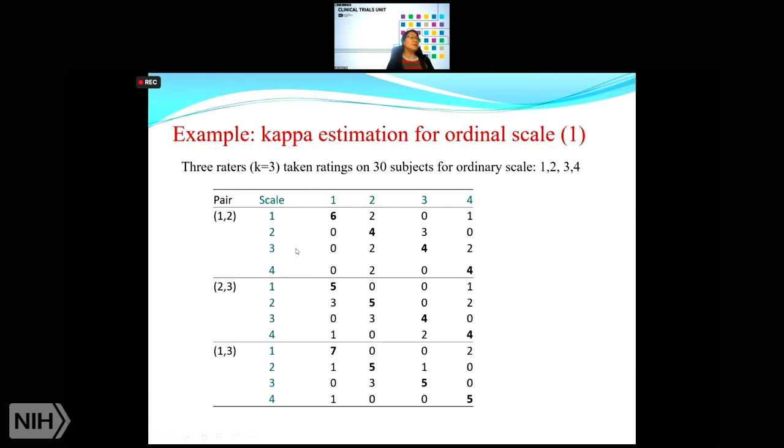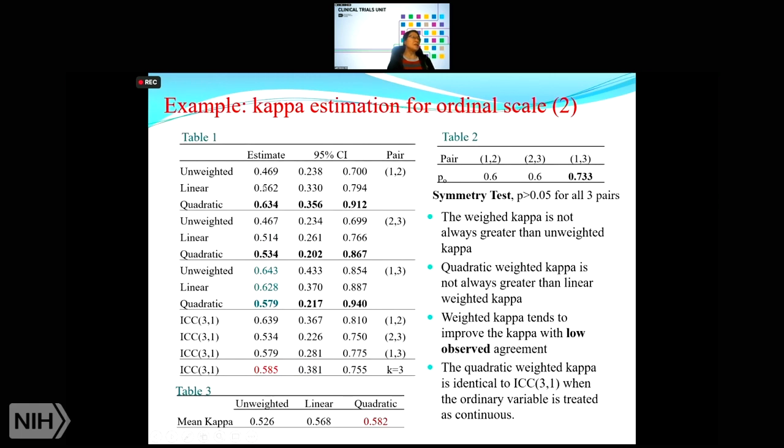Here's an example of three readers taking readings on 30 subjects for an ordinal scale of 1, 2, 3, 4. The data are summarized as three 4x4 contingency tables. Based on these tables, we calculate three kappas: unweighted kappa, linear weighted kappa, and quadratic weighted kappa.